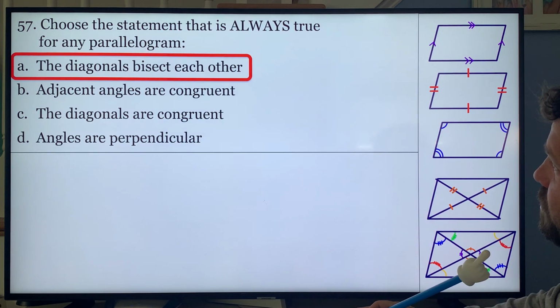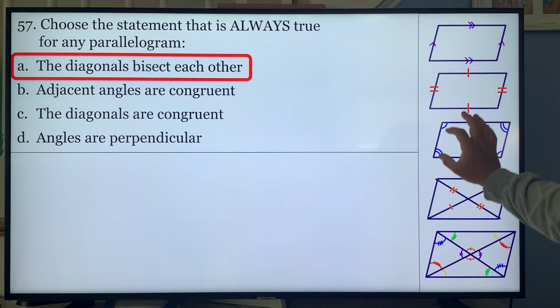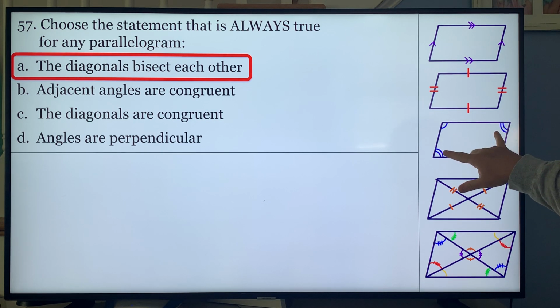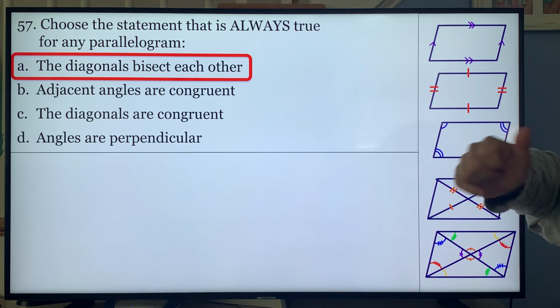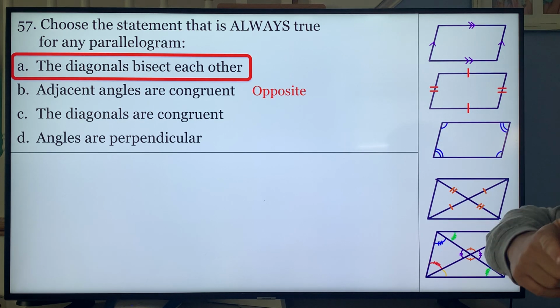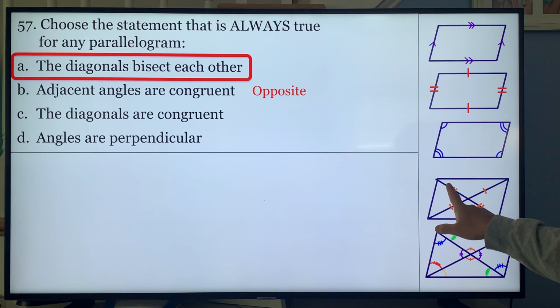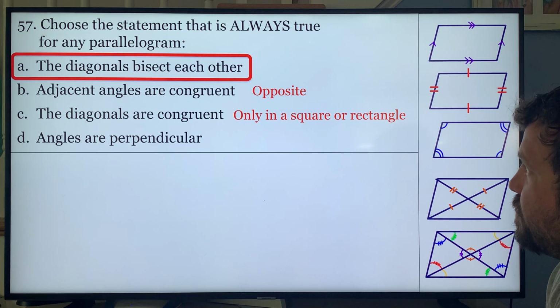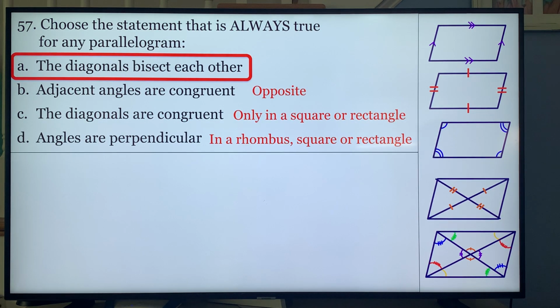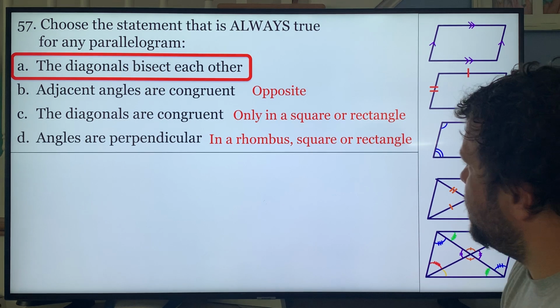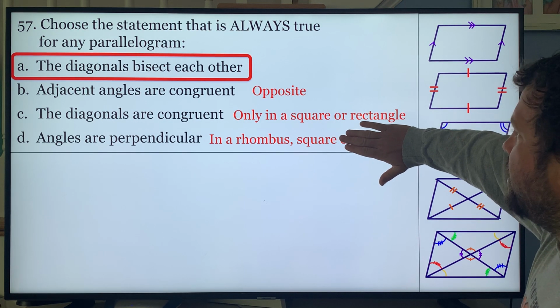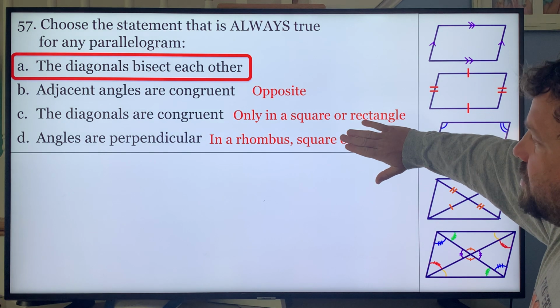Well, diagonals bisect each other. That is indeed true. Adjacent angles are congruent? Nope, opposite angles are congruent. They can be if it's a square or a rectangle, but not always. This has to be always true. Diagonals are congruent? Well, they can be if it's a square or rectangle, but not always. Oh, there you go. Are the diagonals perpendicular? Once again, in a rhombus or square, they are, not in a rectangle. Got it?